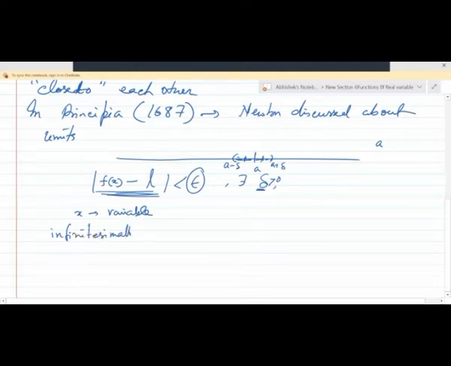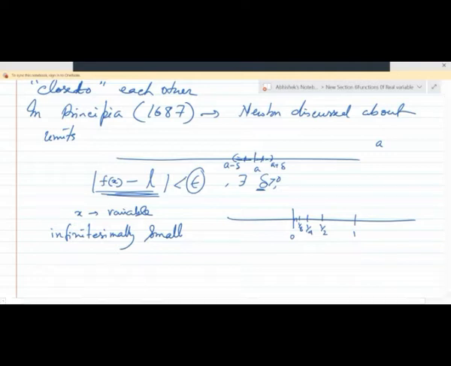Infinitesimally small. Okay. Right. So suppose you have 0. This is your 0. So suppose it is 1. This is your half, and you can make it as small as you please, right? So given any number, there exists another one which is less than this given number. Right?